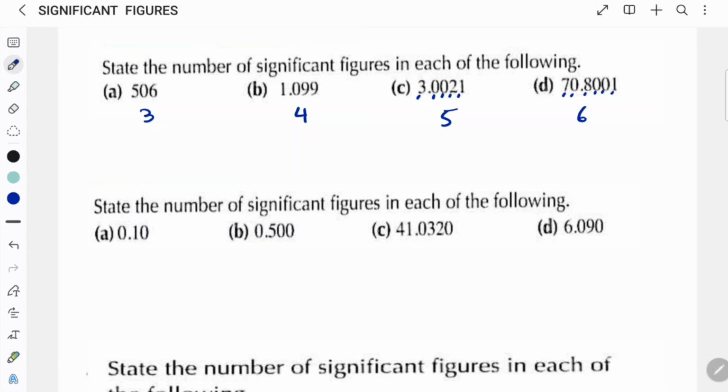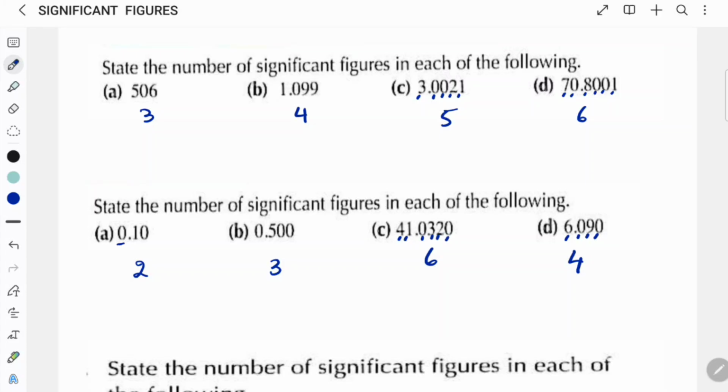State the number of significant figures in each of the following. 0.10: if it is coming as 0 point, this 0 you don't count in significant figures. Okay, so this is 2 significant figures. This is 3 significant figures. 0.500: the 500 you keep as significant figures. 41.0320: 1, 2, 3, 4, 5, 6. There are 6 significant figures. 6.090: 1, 2, 3, 4. There are 4 significant figures.